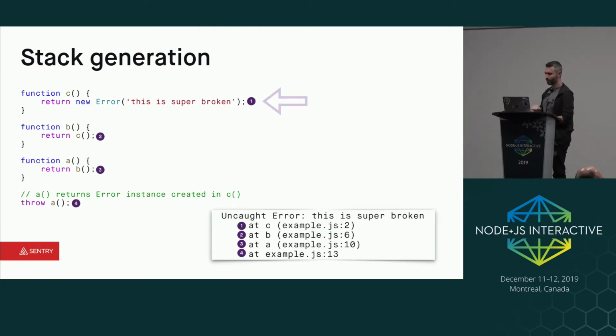So if you have this example, like earlier, the difference here is that I'm creating an error and then returning it through the function waterfall all the way to the top and then throwing it there. The throw point doesn't matter because the error was created in that C function. The stack trace that you can see there in the bottom right still cascades the same way. So the big takeaway is that it's on error creation that the stack trace is generated.